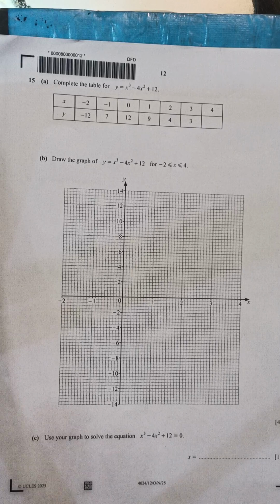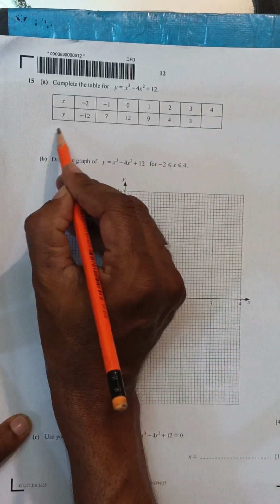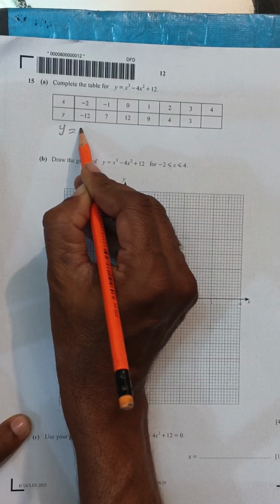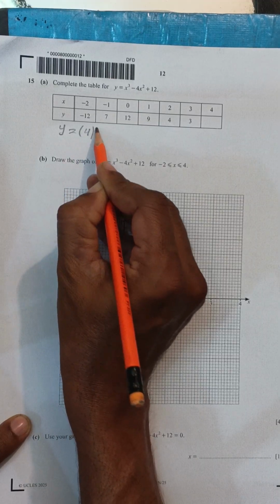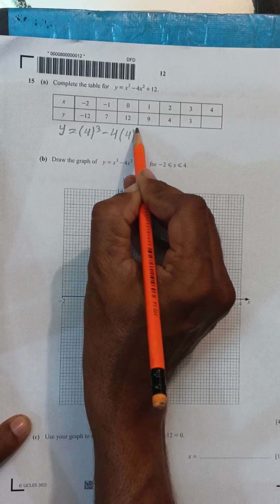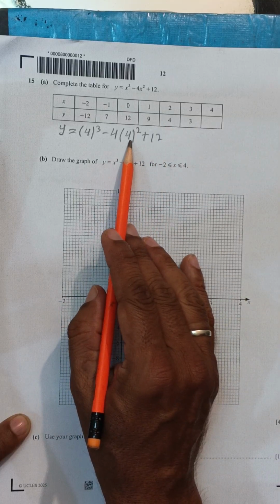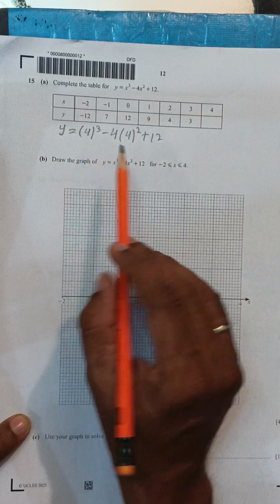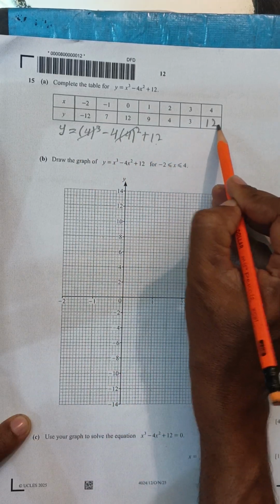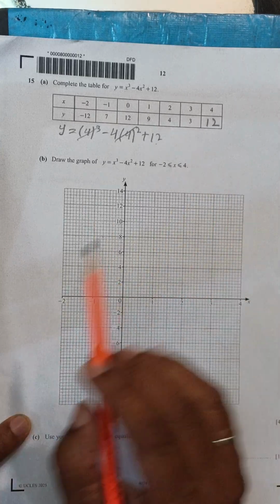First of all, just put this value in the above equation. So y equals 4 cubed minus 4 times 4 squared plus 12. Okay, what does it mean? It is also x cubed, this one is also x cubed, so both cancel out. So your answer is 12. You have 12 as the answer for the missing value of y.